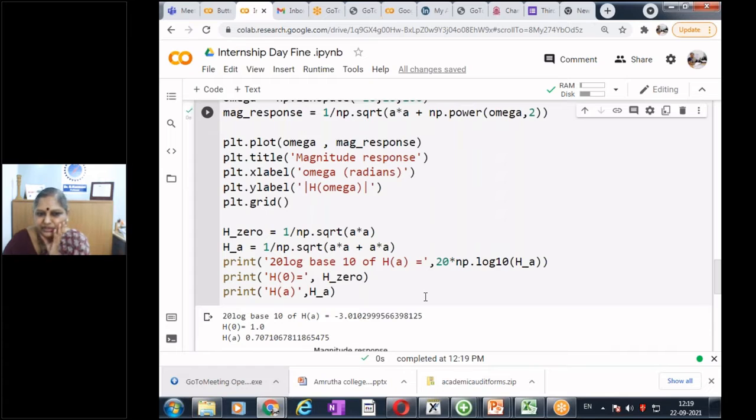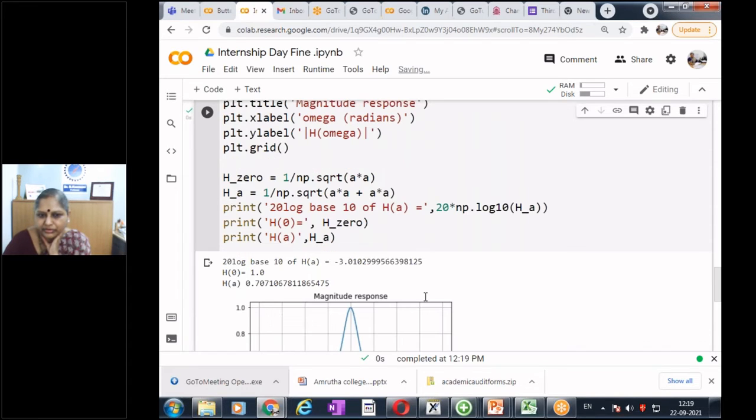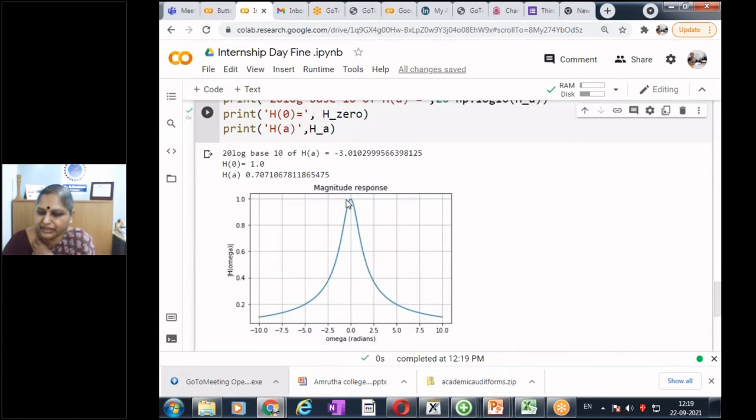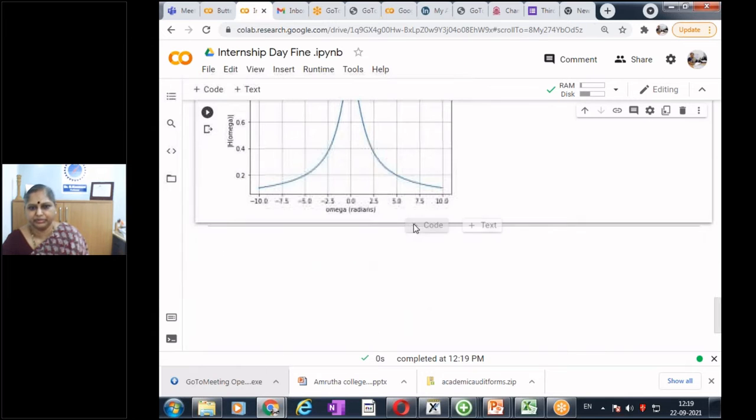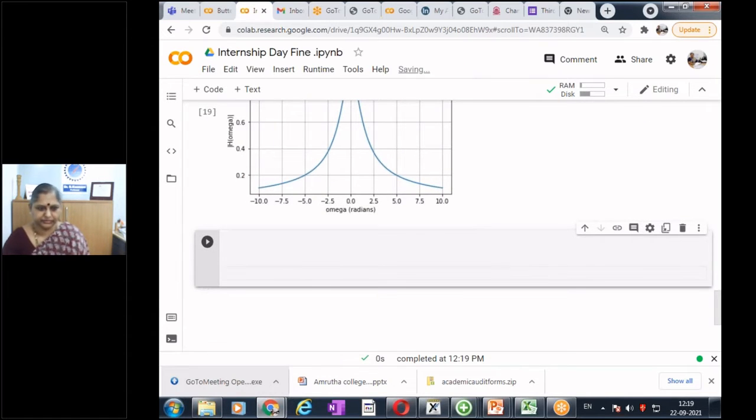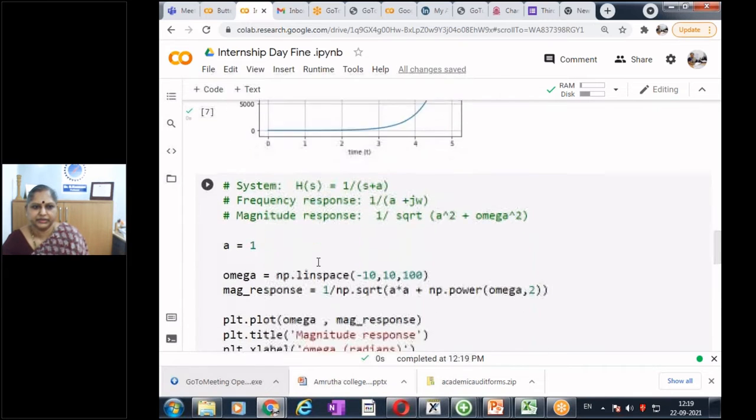Can anyone tell me what's the answer? It is -3. Do you agree that this is -3 dB? It is -3 dB. So the magnitude is something at h of 0, and at a it has become -3 dB. So our 3 dB cutoff frequency of the filter is this. Okay, this I will put in a separate cell just to avoid confusion. Let me cut it and put in a separate cell, and let me retain this.